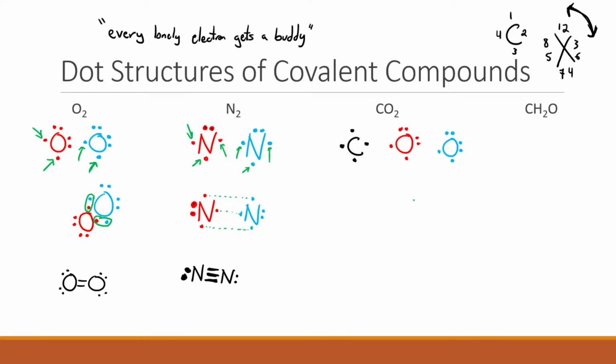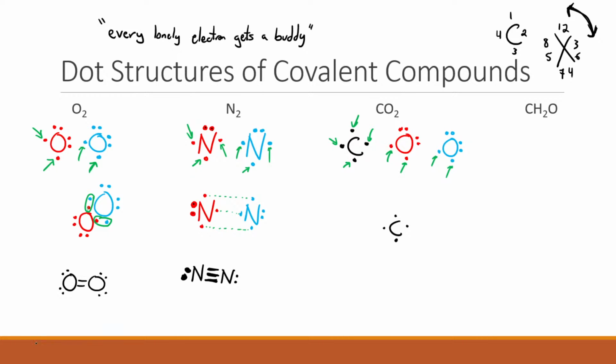When we look at CO2 and everything is drawn out, we have a lot of lonely electrons that need pairing. Right, 4 on the carbon, 2 on each oxygen. And now you are more than welcome to try to connect these on your own, but the only way that you are going to find that works is by connecting each oxygen to the carbon twice.